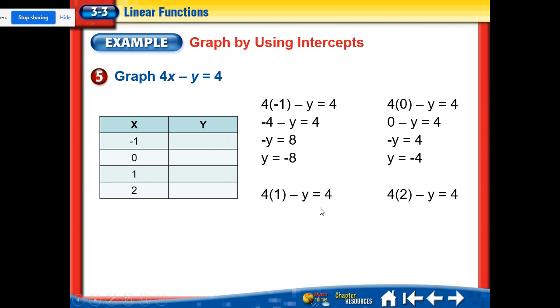Then I can put 1 in and I can put 2 in. And notice again, I'm just solving for Y. So it's 4 minus Y and 8 minus Y. Move the 4 over, I get 0. Move the 8 over, I get -4. And it's negative, so I flip it over and Y equals 0 and Y equals 4.